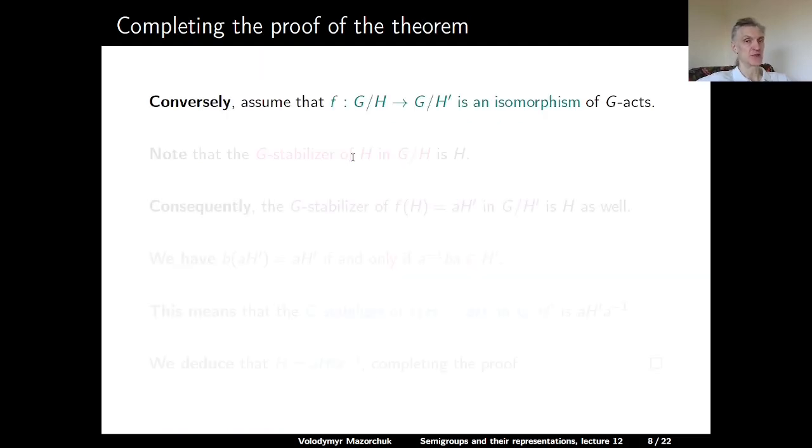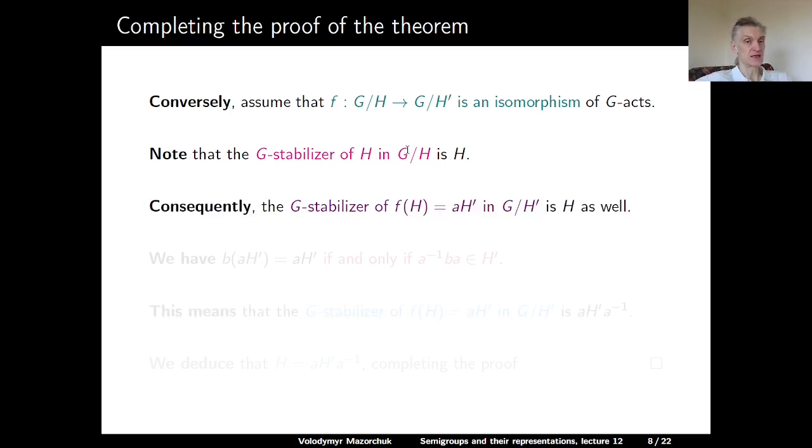Now we need to prove the converse statement, so let us assume that G modulo H is isomorphic to G modulo H' via some G-act isomorphism which we denote by F. Let us note that the G-stabilizer of the element H in G modulo H is equal to H, and since F is an isomorphism, it means that the G-stabilizer of F of H, and that's some coset A times H', an element of G modulo H', must be equal to H. But we have that B applied to AH' is equal to AH' if and only if A inverse BA belongs to H'.